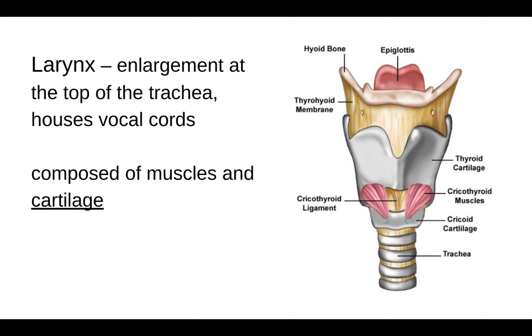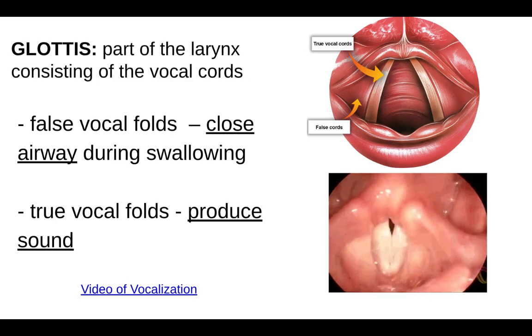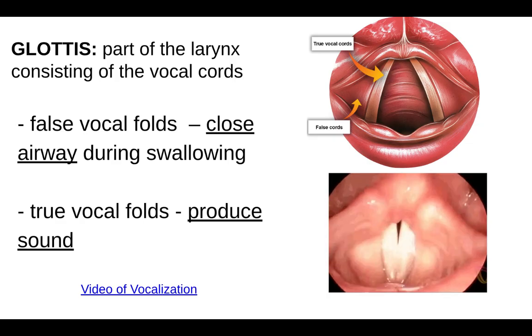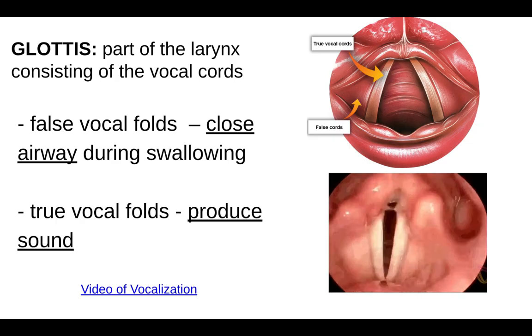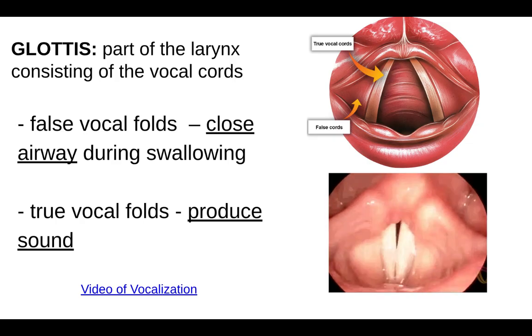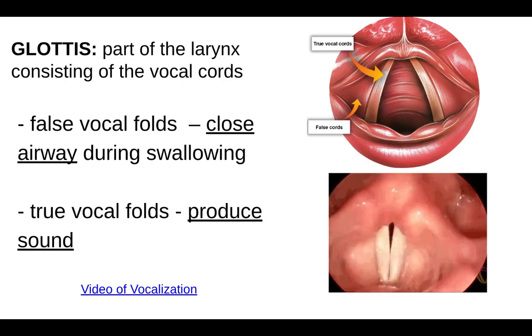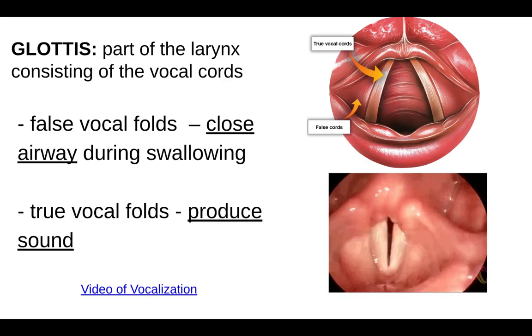So within your larynx, you also have this structure known as your glottis. This is where we find our true vocal cords and your false vocal cords. Now, your true vocal cords are the ones that help produce all the sound, whereas your false vocal cords help protect your airway itself.